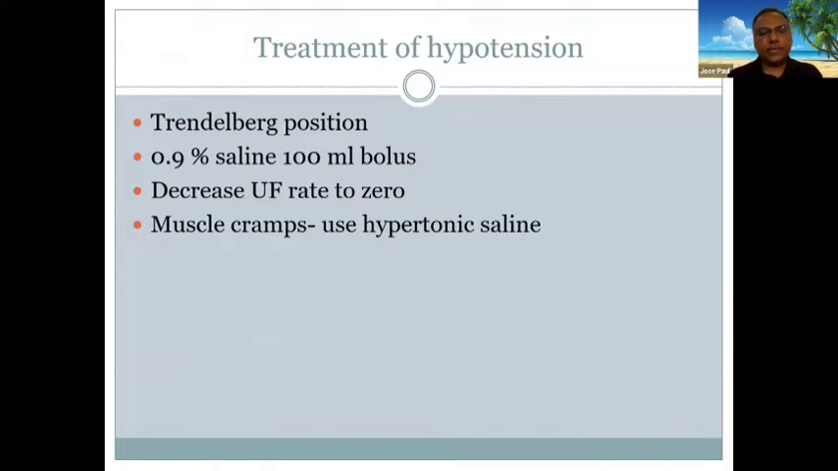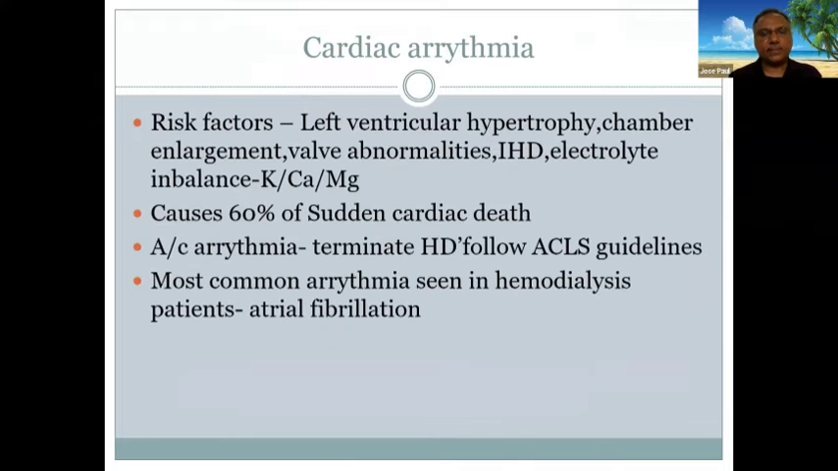So once the patient develops hypotension, you have to put the patient in a Trendelenburg position, that is with the foot end up and the head end down. You can use 0.9% saline, a 100 ml bolus, and you have to decrease the ultrafiltration rate to 0. And if there are muscle cramps, you have to use a hypertonic saline. So these are the broad causes of hypotension, preventive measures, and how you treat hypotension.